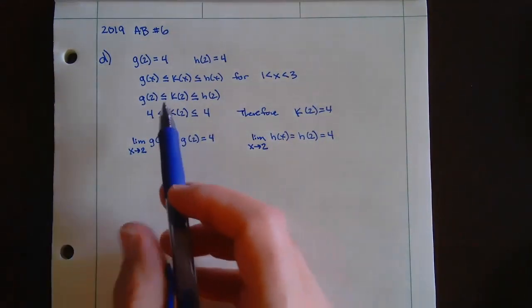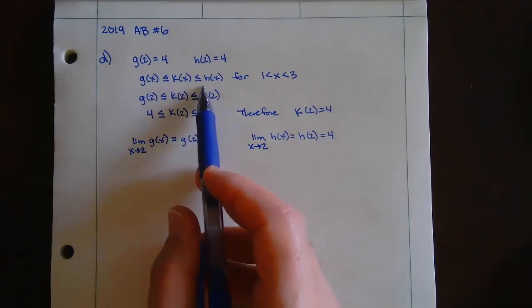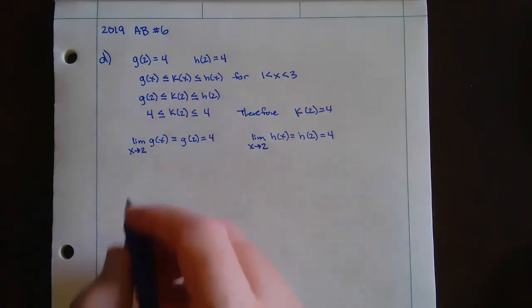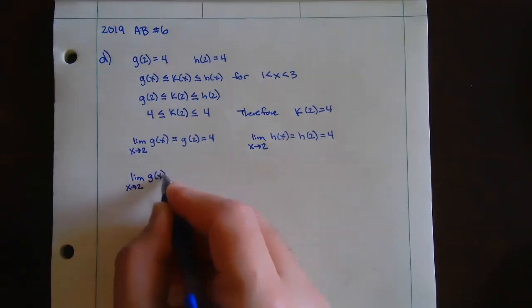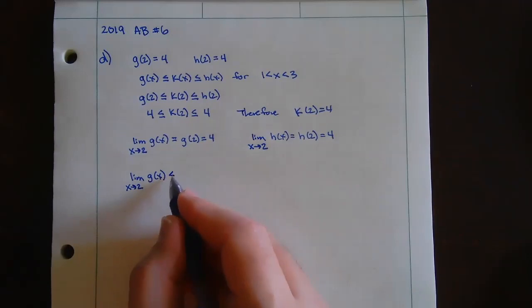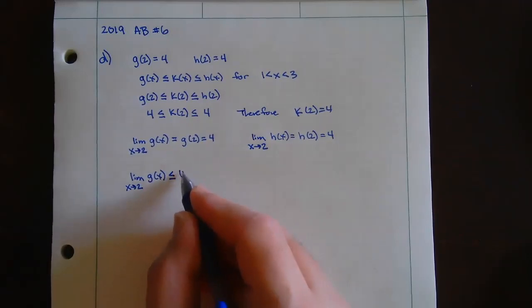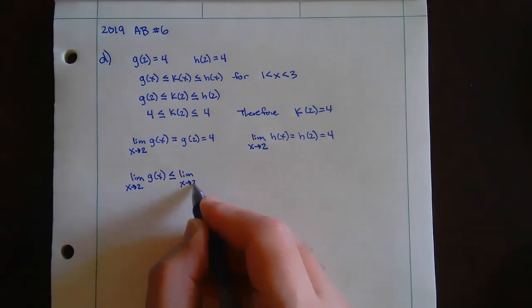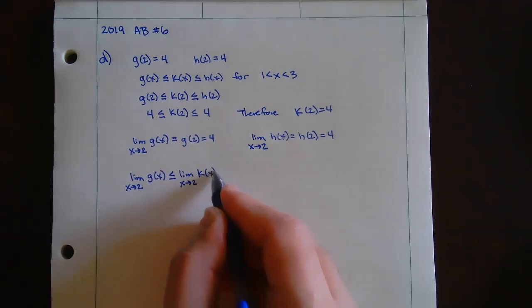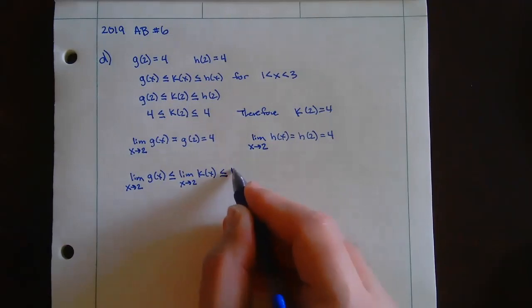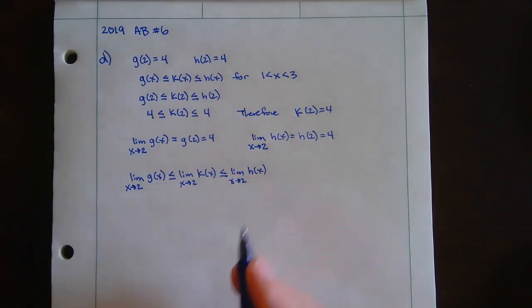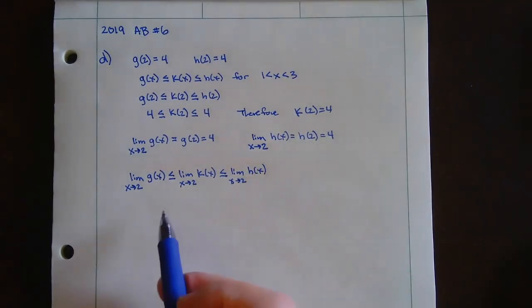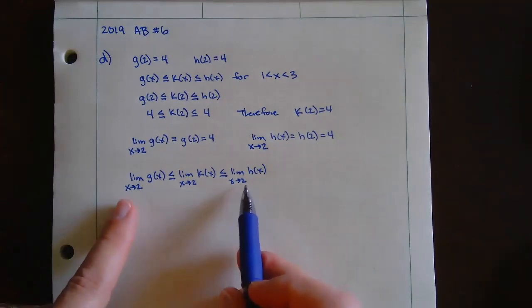And, okay, we know that g of x is less than or equal to k of x, which is less than or equal to h of x, right? So we would know that the limit as x approaches 2 of g of x would have to be less than or equal to the limit as x approaches 2 of k of x, which would have to be less than or equal to the limit as x approaches 2 of h of x. And so this is the sandwich theorem, okay? So since these two are both 4, right?